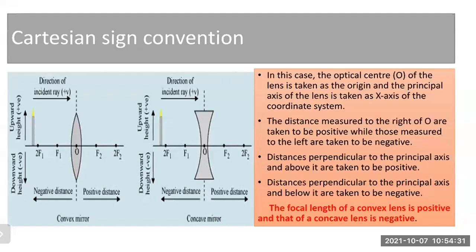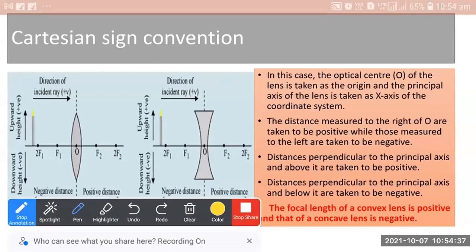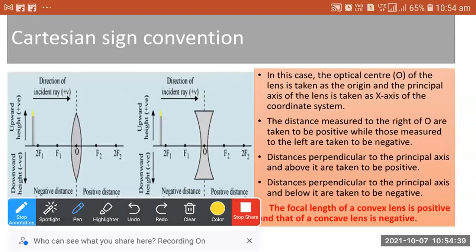It is mentioned here in the diagram. Here you have the right side and this is the left side. So the distances measured to the right of O are taken as positive, while those measured to the left side are taken as negative.